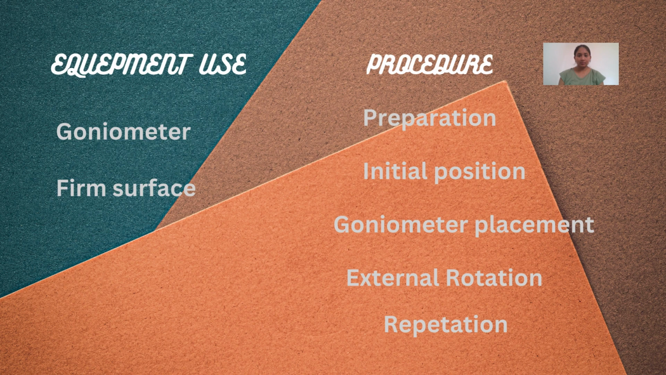Procedure for this test: preparation. The player sits or stands in a comfortable and relaxed position. The examiner explains the test and the importance of full external rotation for cricket actions. Initial position: the player's elbow is flexed to 90 degrees. The examiner supports the player's upper arm to stabilize the shoulder.